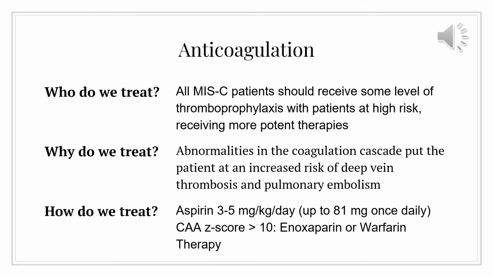So what medication should be used for the anticoagulation? Aspirin is the first-line anticoagulant for our MIS-C patients, with the max daily dose being a low-dose aspirin, otherwise known as a baby aspirin. We are concerned with coronary artery dilation and coronary artery aneurysms, CAA. So, if the CAA Z-score is greater than 10, we will step up anticoagulation to the use of enoxaparin or warfarin.